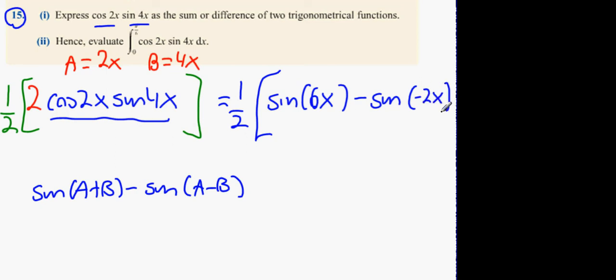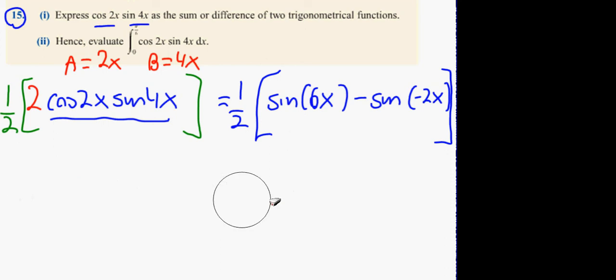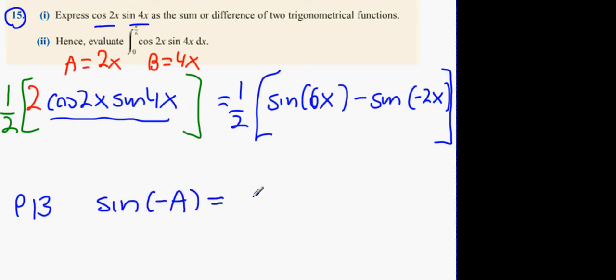Now, there's a rule here. The next rule I'm using, unfortunately, is a rule on page 13. On page 13 it says this. It says that sine of minus A is minus sine A. By that logic, what is sine minus 2x?